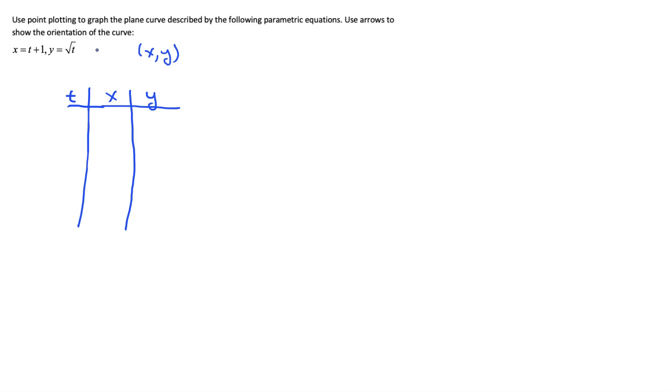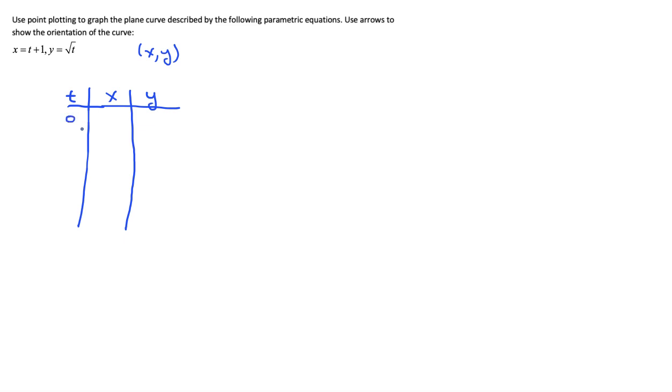But actually, if you look at this carefully, it's sort of built in, because of the square root of t. Notice that I can't pick any negative values of t, because negative square roots don't exist. So even though I don't say t has to be positive, mathematically we just look at this and assume that I can only pick positive values of t. So let's go ahead and do that.